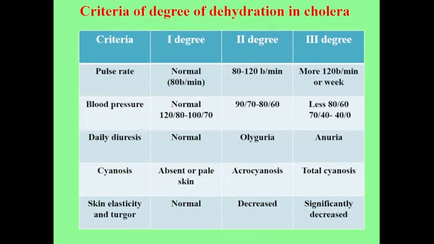In third degree, up to anuria. I remind you that oliguria is a volume of daily urine less than 500 milliliters. In anuria, the volume of daily urine is less than 50 milliliters. So if 20 milliliters is present, it's still anuria, not oliguria.